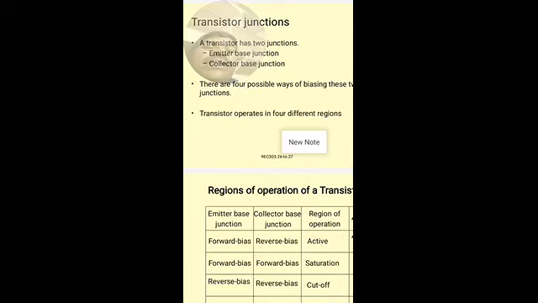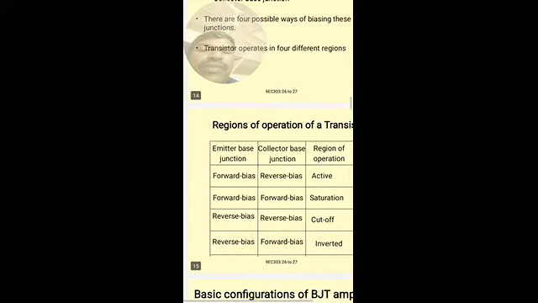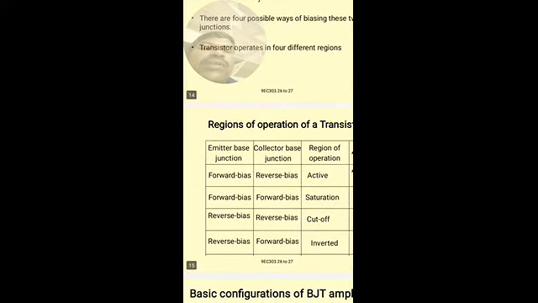The transistor operates in different regions. Since we have two junctions, the input can be forward biased, emitter base junction and collector base junction. So we can operate the transistor in four different regions: active region, saturation region, cutoff region, and inverted region.